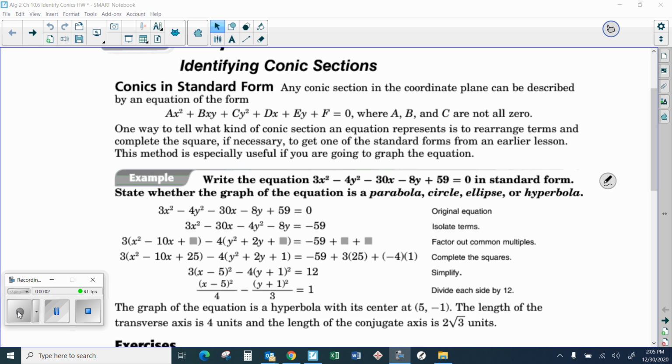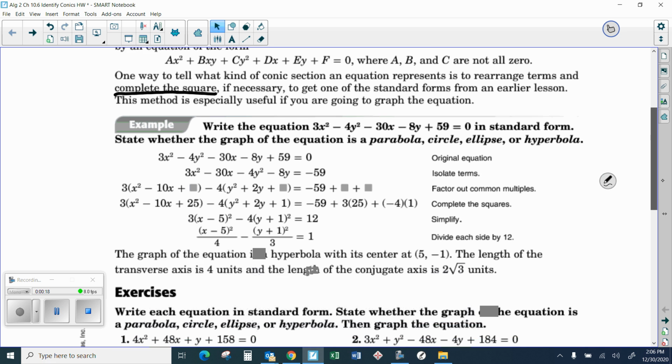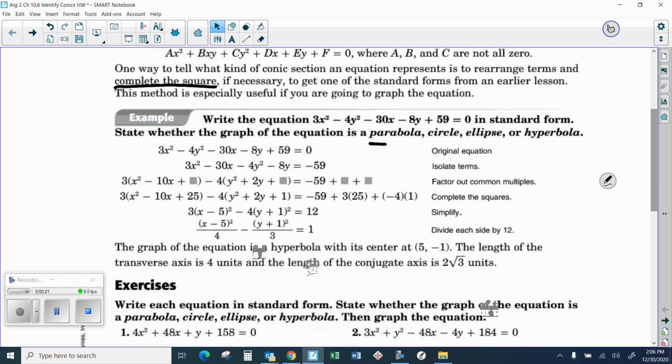Okay, students, today we're going to talk about identifying the conics given an equation. As it says here, one of the best ways is to rearrange the terms and complete the square. And then you can see if it's set up as one of the earlier ones that we've dealt with here. Okay, so we'll go ahead. It says state whether the graph equation is a parabola, a circle, an ellipse, or a hyperbola.